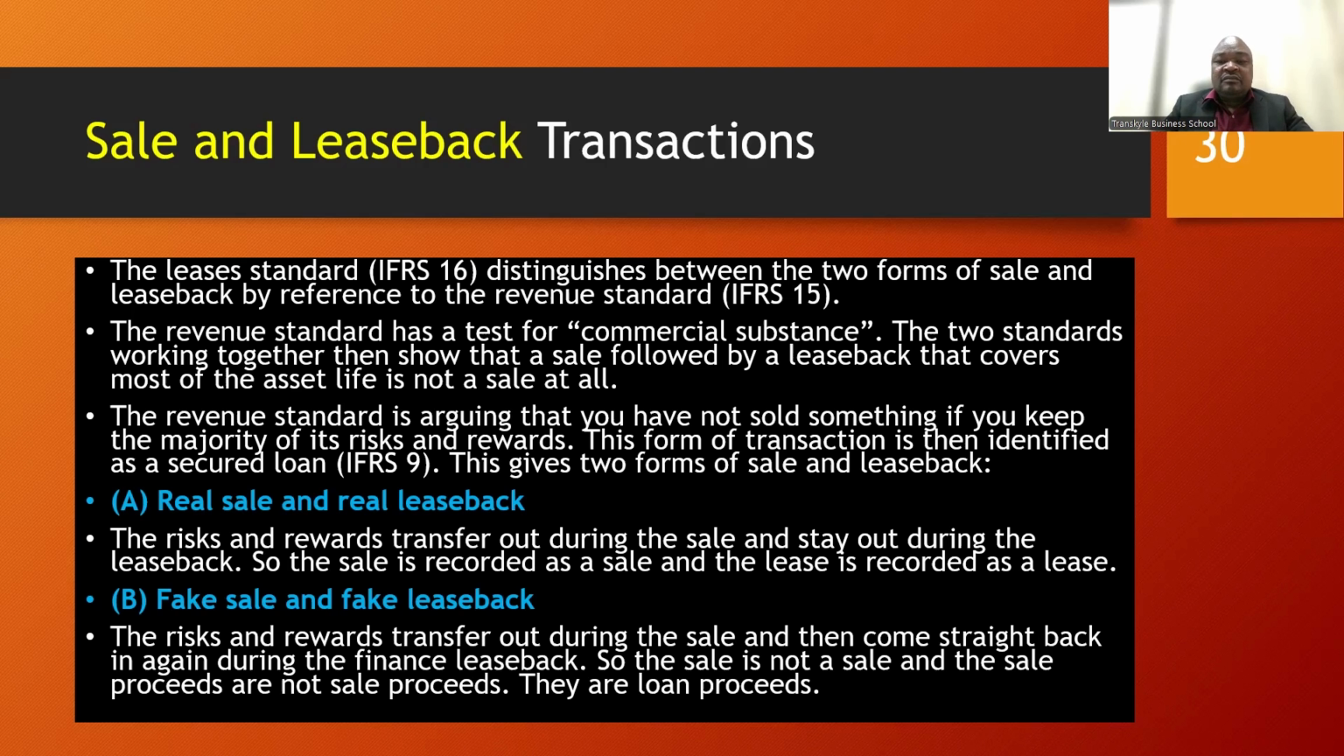Because somebody might be the owner of the property. They decide to dispose of it and then continue to occupy the property. So we need to determine how to deal with the property in our records. Shall we de-recognize the property, or shall we continue to recognize it? The revenue standard is arguing that you have not sold something if you keep the majority of its risks and rewards. So we will be informed by the concept of risk and reward.